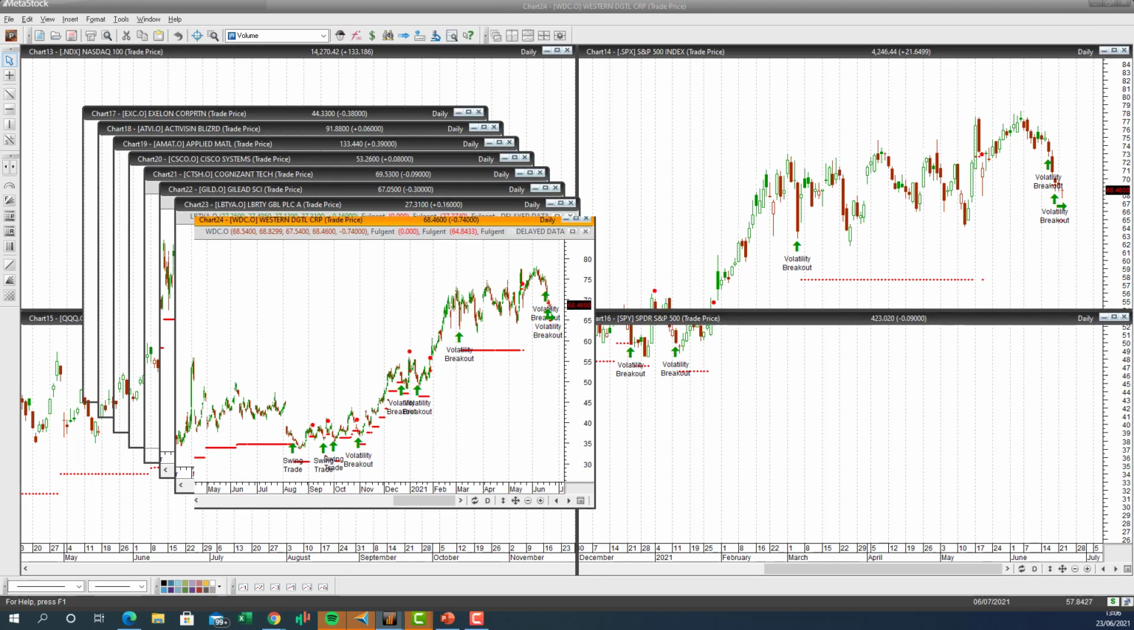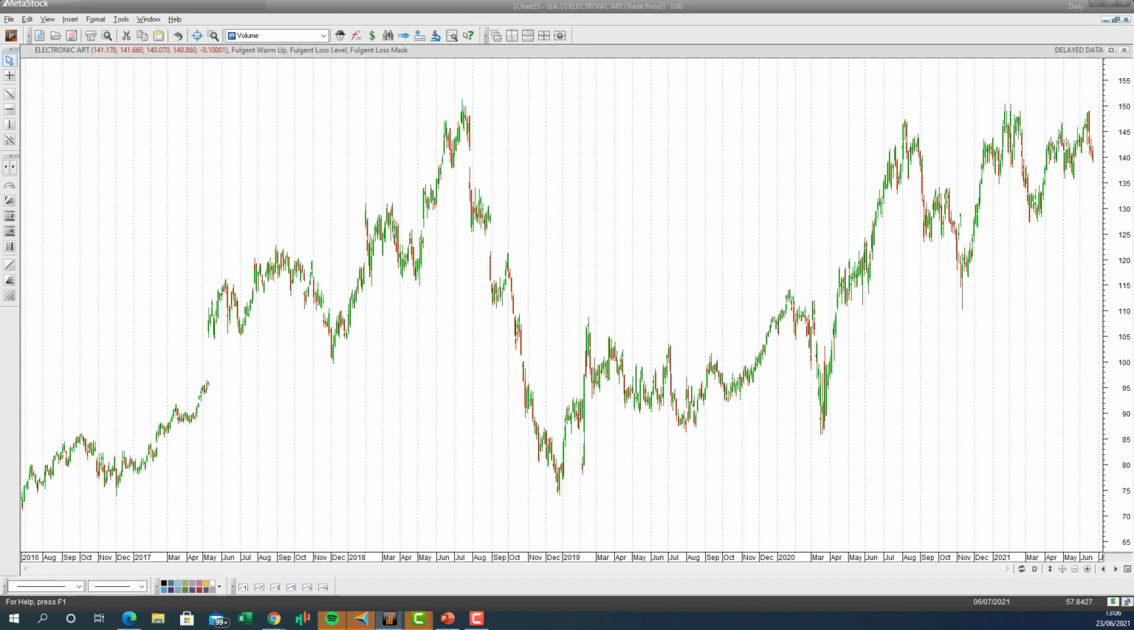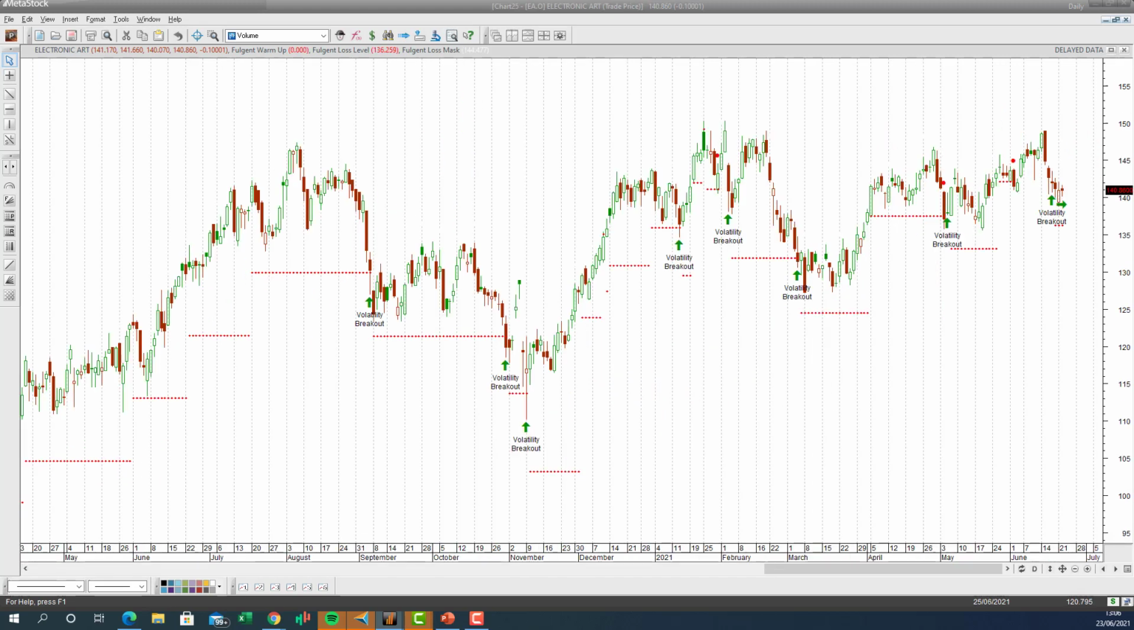The other one, Electronic Arts as well. We're 3 days into a trade there. Code 105 is the volatility breakout trade. Oh, fantastic. Look at this November trade. Huge move, volatility breakout, another huge move, volatility breakout, another huge move. This one will certainly keep you busy, these volatility breakouts.